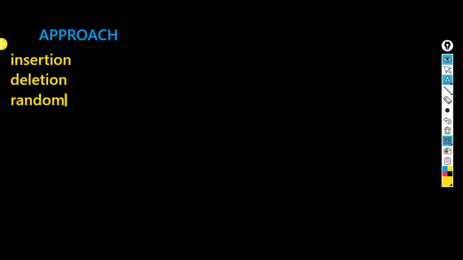Insertion we can easily do using push_back. Random we can also simply do using rand and the indexes. But the tricky part is deletion. Because of deletion we have to change some code in insertion also.